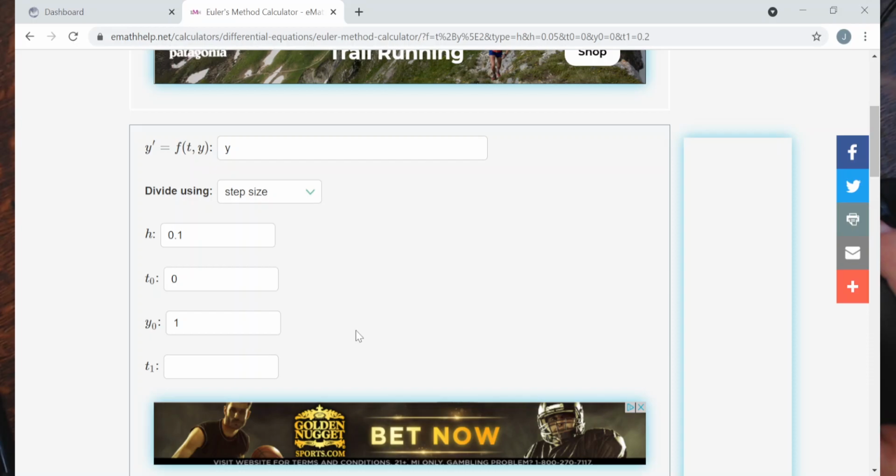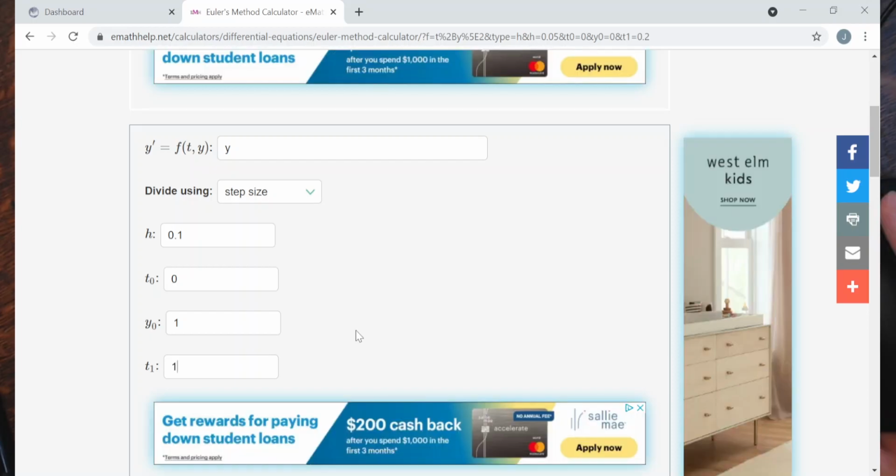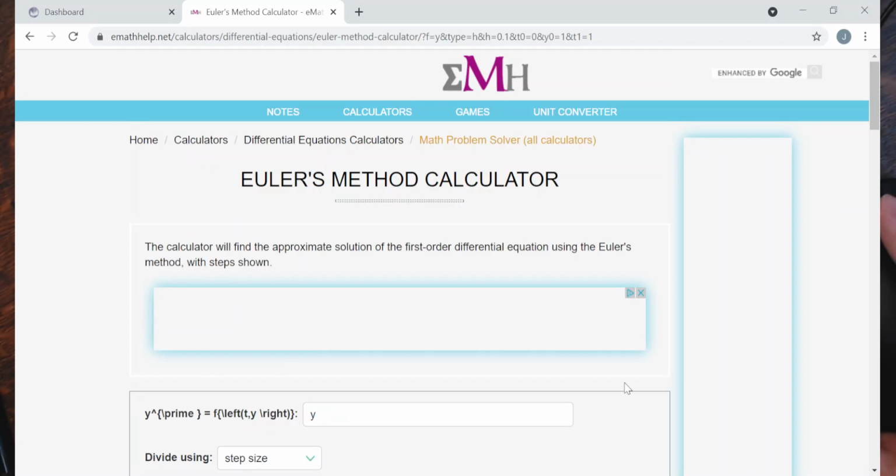Now, notice that would take 10 steps, right? Because if you go from 0 to 1 and you're only increasing by 1/10 every time, that'd be 10 steps, which you could do by hand, but it'd be kind of annoying. Especially when we use h equals 0.05, that'd be 20 steps, and h equals 0.01, that'd be 100 steps. Right, so I would rather not write that stuff out by hand.